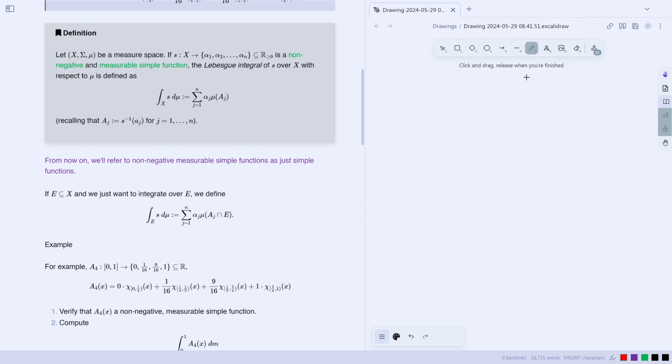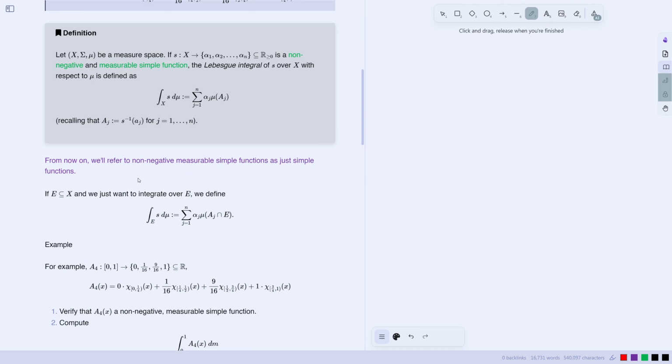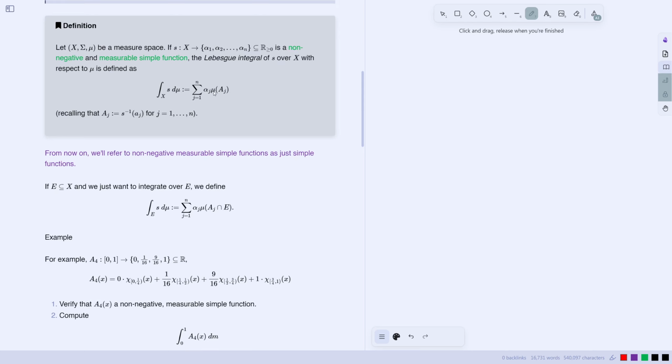Okay. Now, what if I don't want to integrate over my entire space X? What if I just want to consider the integral over a subset? Well, this is actually fairly simple. If E is a subset of X and we just want to integrate over E, what we do is we say that the integral of our simple function S with respect to mu is the same linear combination as in this definition of the Lebesgue integral, but we take each A j and we intersect it with E.